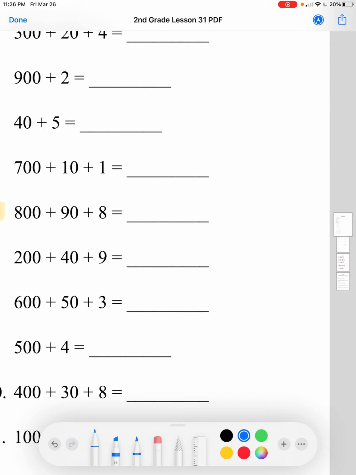Hi guys, today we're going over lesson 31 for second grade. So first we'll start with place value addition. I'm going to go over an example from here. Number 6, it says 800 plus 90 plus 8.